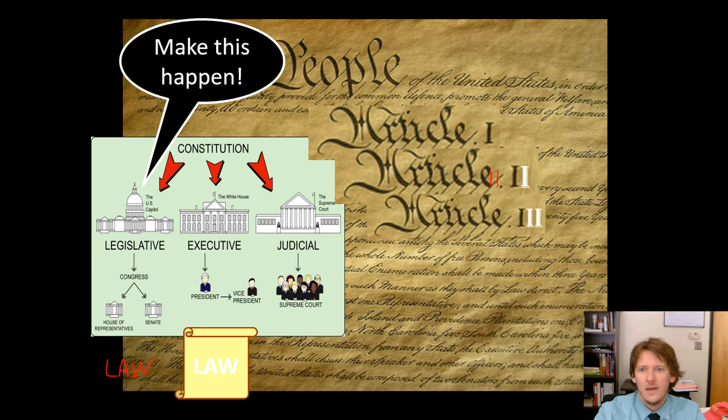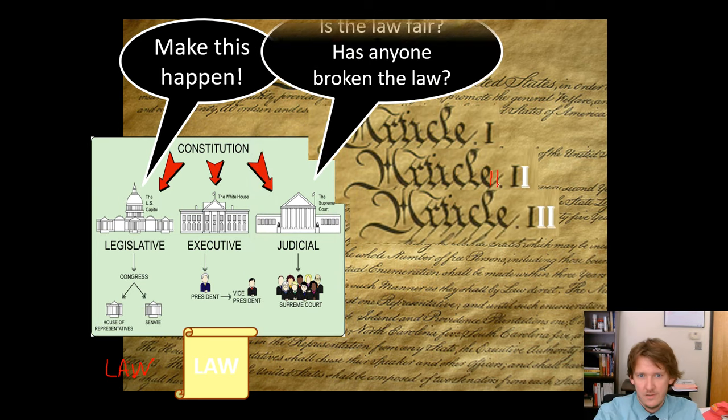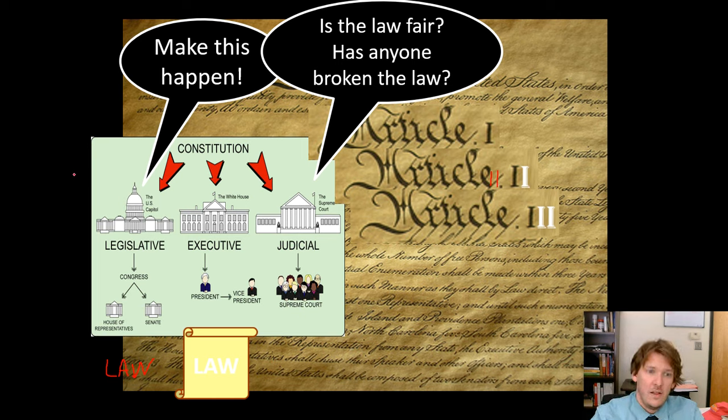Article 3 explains the judicial branch. And they interpret the law. The legislative branch writes it and the executive branch does everything to make it happen, and we'll talk about this more. And then these guys review it. They make sure that this law is fair. They make sure the law doesn't break the Constitution's rules. They also determine if someone has broken this law.